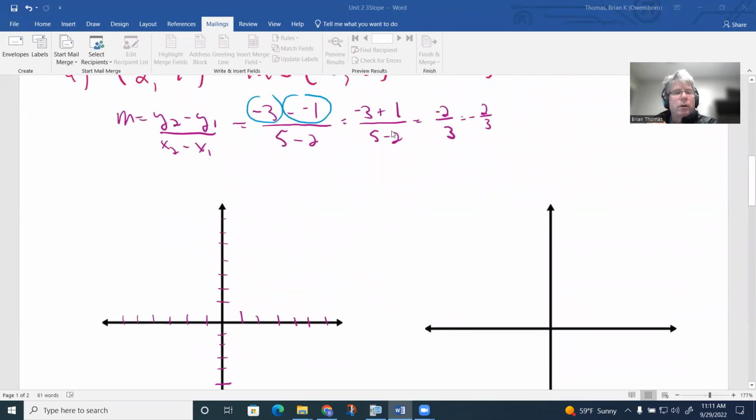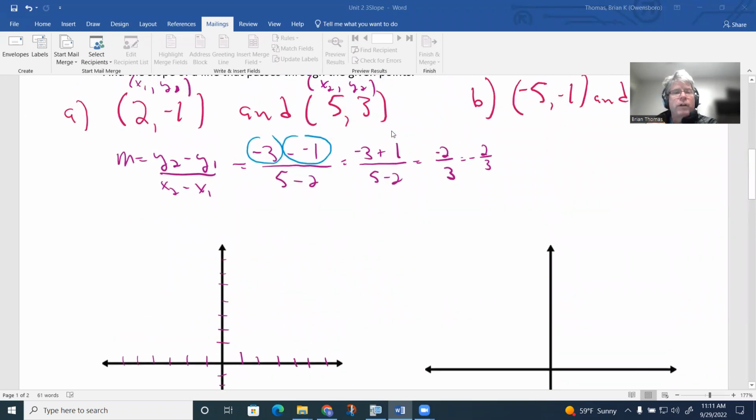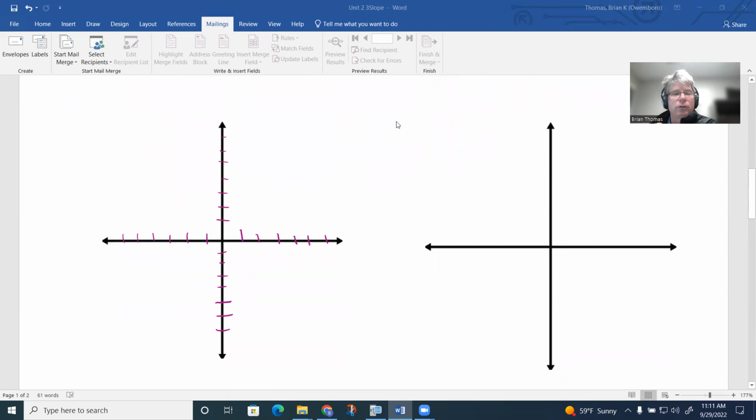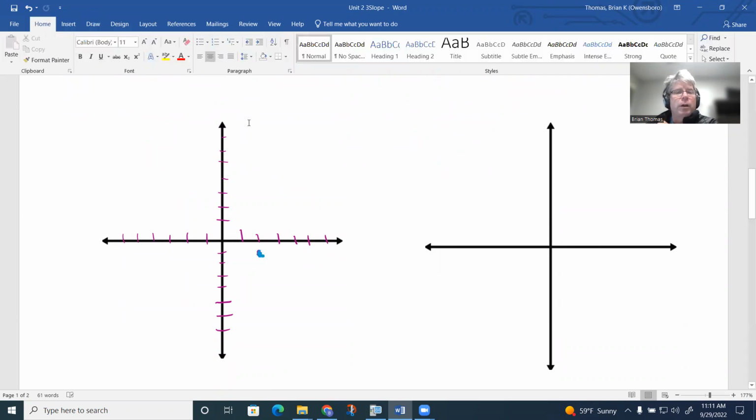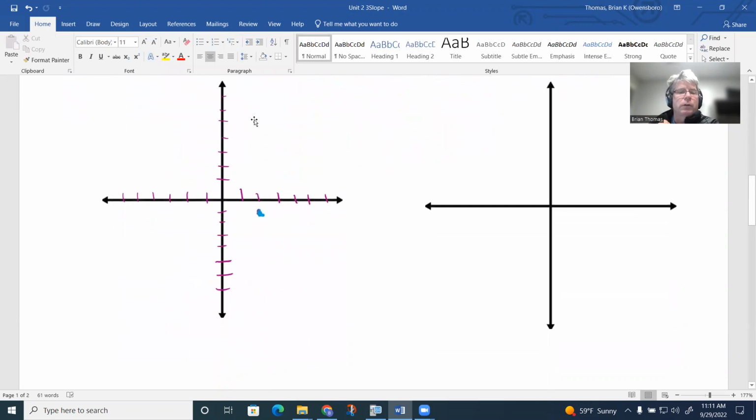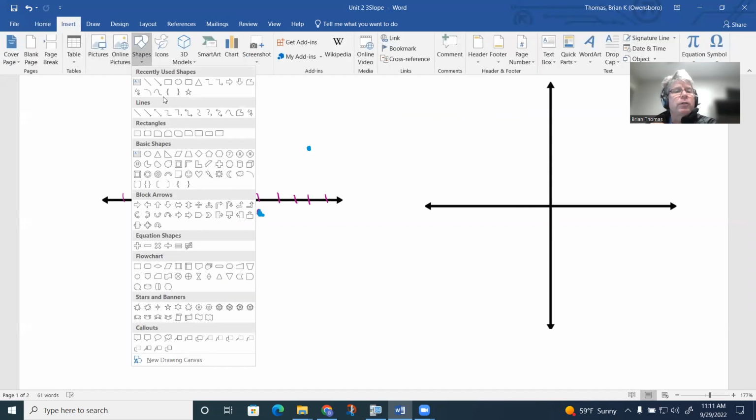So once we make our tick marks, we can actually plot those 2 points and we can graph the line using those 2 ordered pairs. So I have an ordered pair 2, -1. So I'll plot that point. And then the other ordered pair is 5, 3. So 5, 3 would be 1, 2, 3, 4, 5, then 1, 2, 3. Looks like about here. So again, I have 2, -1, and then 5, 3. So from there, we can draw a line passing through those 2 ordered pairs.